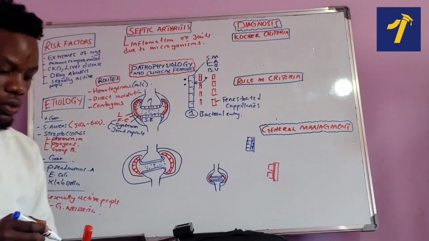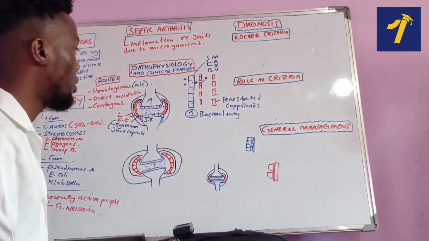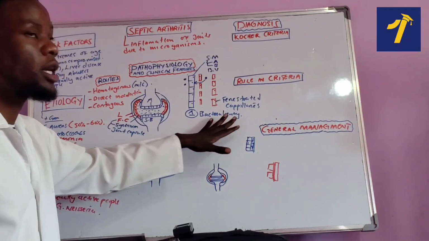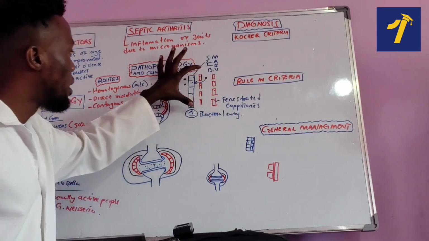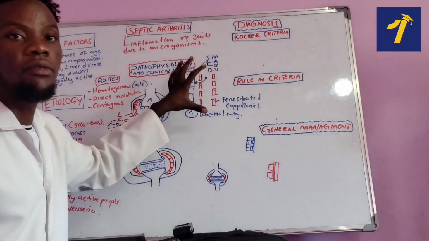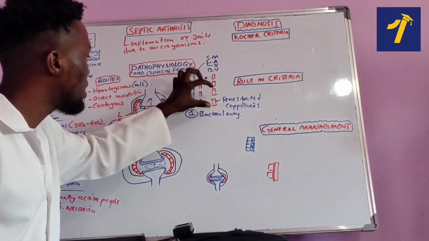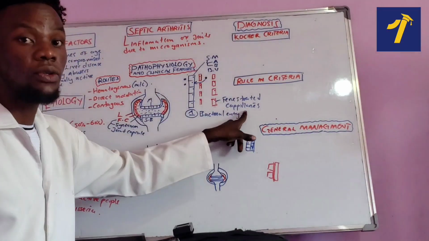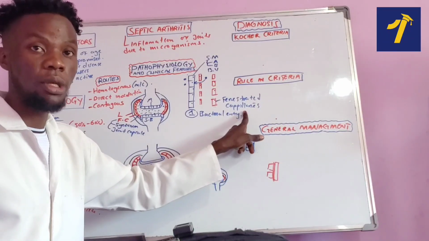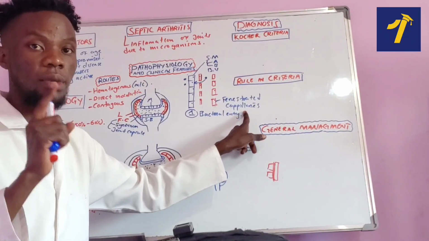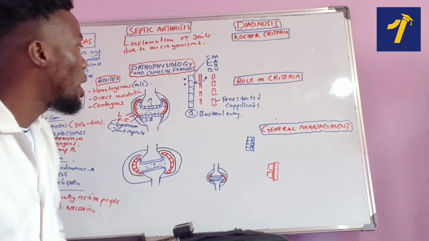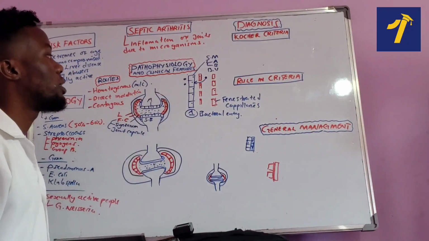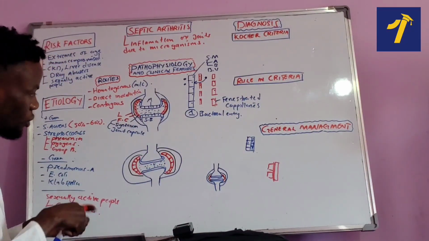So the first is bacterial entry. Remember, how do these bacterial microorganisms enter into the joint cavity? It's because the synovium is highly vascularized and contains fenestrated capillaries that do not contain the basement membrane. Due to that, the microorganisms have the ability to move from the blood vessels and enter into the joint cavity.